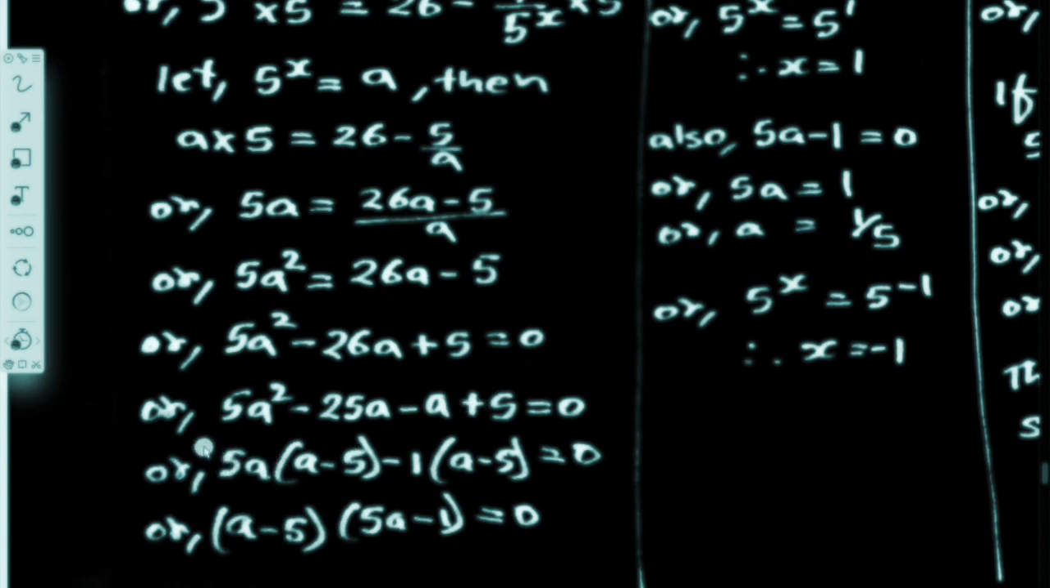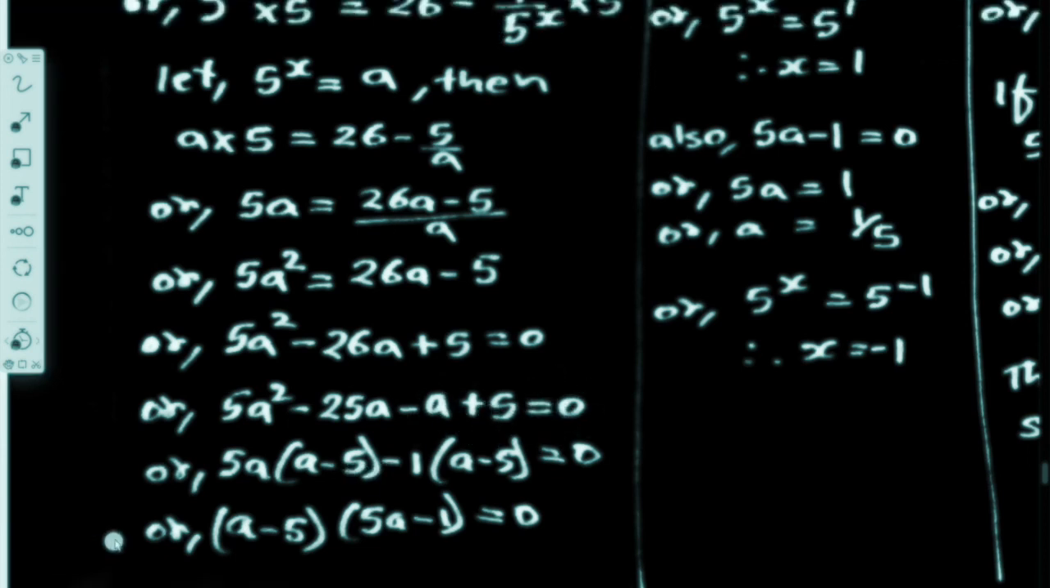5a square minus, this is our expression, and from this expression we can get value only after factorizing it. To factorize, the middle one should be broken into two parts. Our 5a square minus 25a, this 26a has been broken into two parts. 25a minus a plus 5 equals 0.